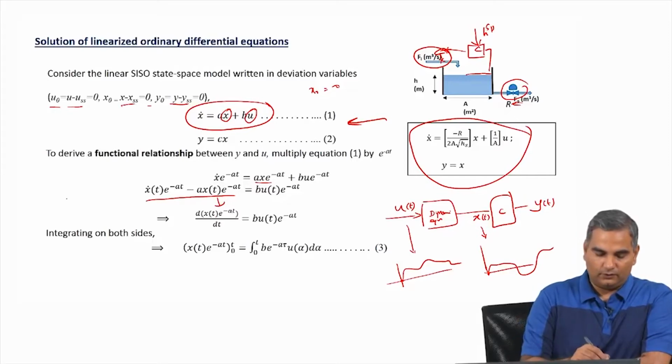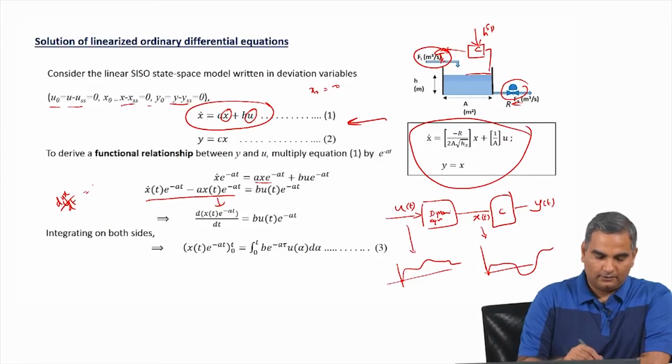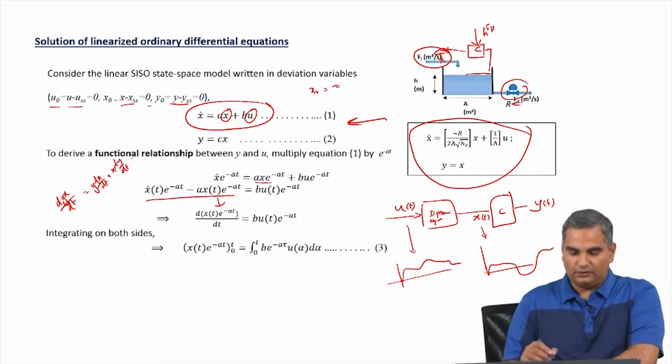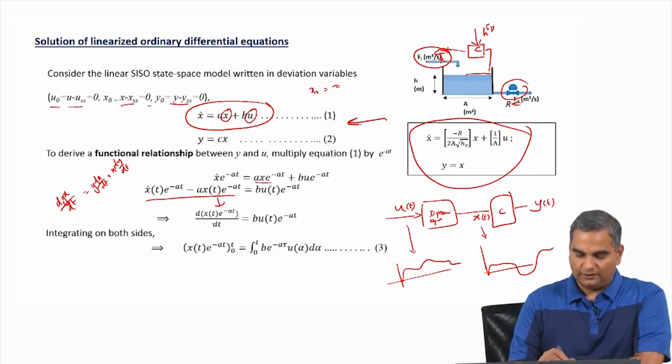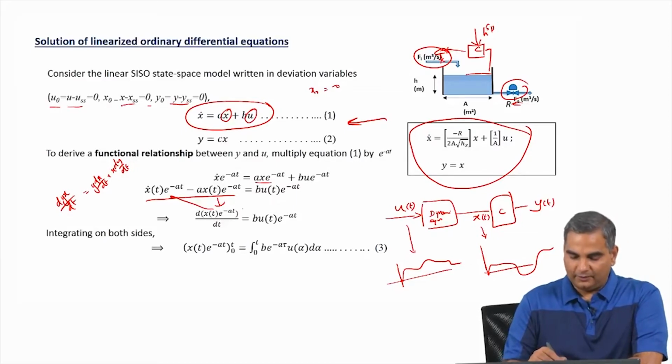So, here we are using this result which says the differential of, let us say, two functions y and x with respect to t is y times dx by dt plus x times dy by dt. If you do this, the first term will be x dot e power minus at, you will get this. The second term, when you differentiate this, is minus a e power minus at, and then x of t.